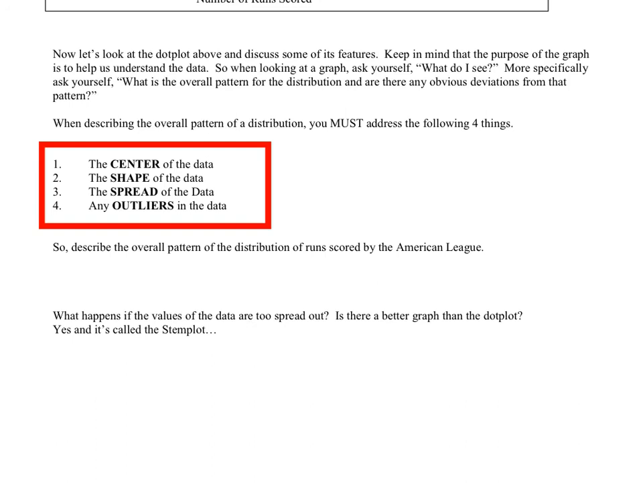But center, shape, spread, you can evaluate that using your direct observation in a lot of cases. The calculator will do the work for you in a lot of cases, but outliers, you need a mathematical approach. So there are no outliers, and that's because we use a modified box plot.